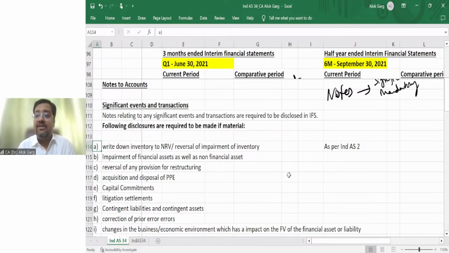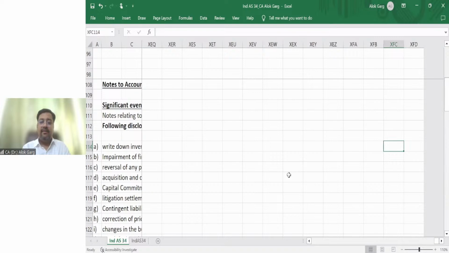For example, the balance sheet size is 200 crores and the impairment is just 5 lakh rupees. Or let's say the inventory size is 20 crores and the impairment is just 10 lakh rupees or 5 lakh rupees. So it is not material. In that case, it is not required to be given. Is that clear?